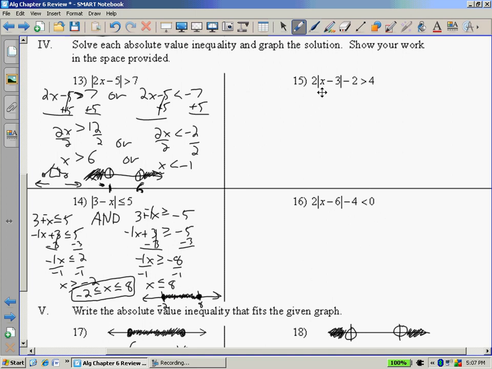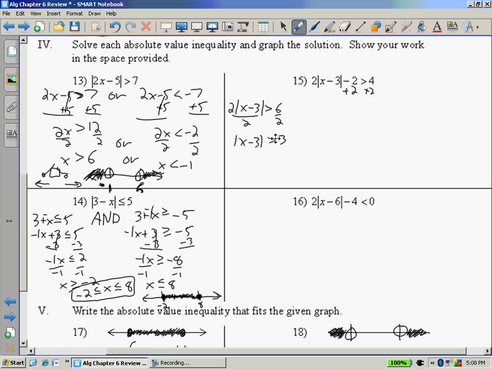Okay, number 15. Now, before I even start with this, I have to solve and get the absolute value of x minus 3 by itself. So I'm going to add 2 to both sides, and we'll get 2 times the absolute value of x minus 3 is greater than 6. Now divide by 2. Absolute value of x minus 3 is greater than 3.